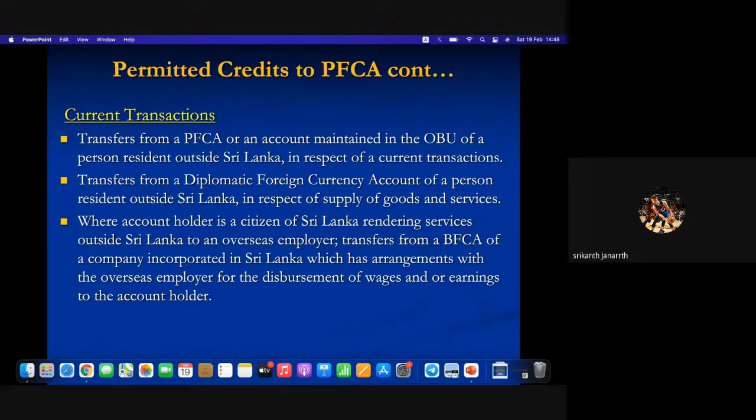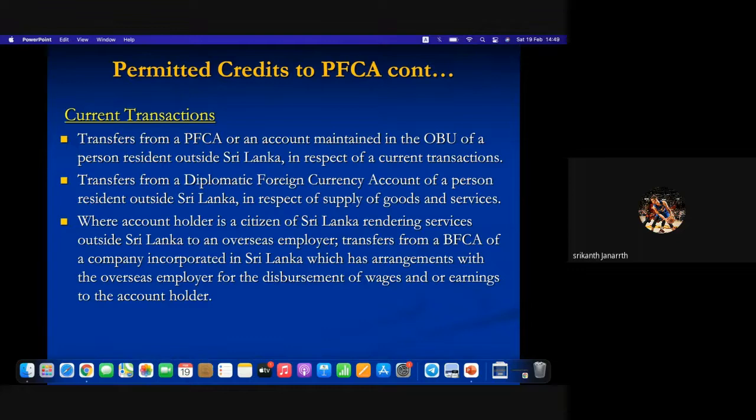Then, where the account holder is a citizen of Sri Lanka rendering service outside Sri Lanka to an overseas employer, a transfer from there. Right. What is this? I think you would have known. There is something called an inward remittance distribution account. I think now they go as a PFC account, right?